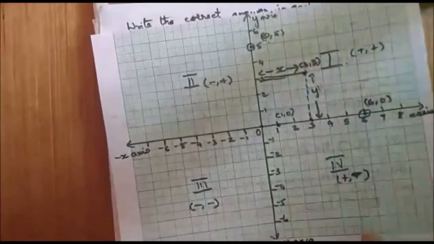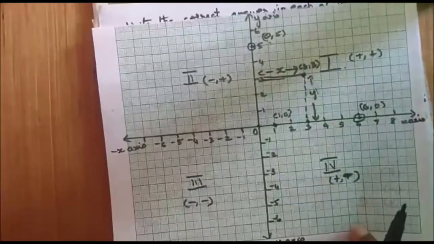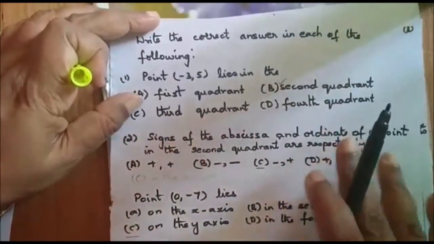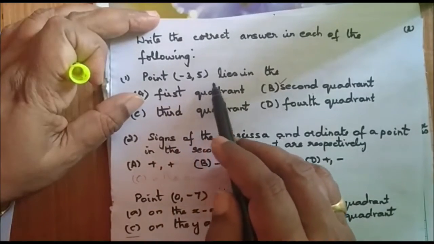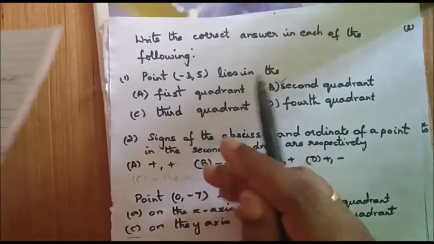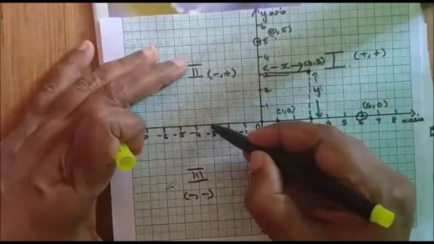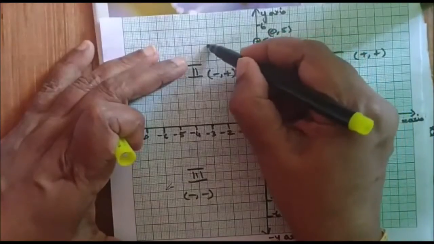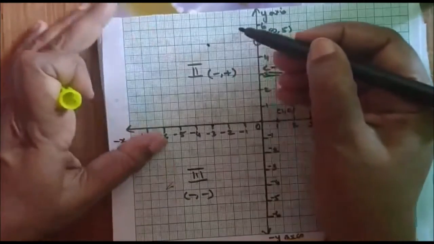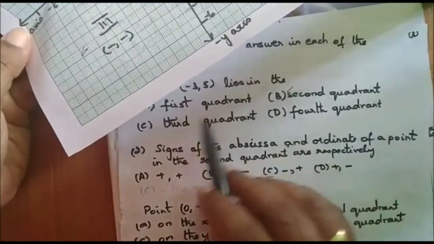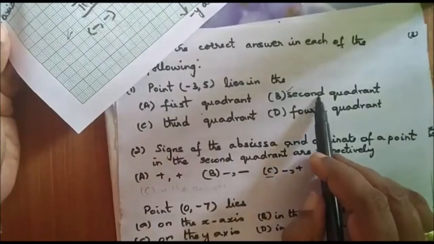Now, let us see certain objective questions or multiple choice questions. Write the correct answer in each of the following. The point (-3, 5) lies in the... Now where does the point (-3, 5) come? -3 is here, and where is 5? This is my 5. So let us read what the options say. The point (-3, 5) lies in the first quadrant, second quadrant, third quadrant or fourth quadrant.